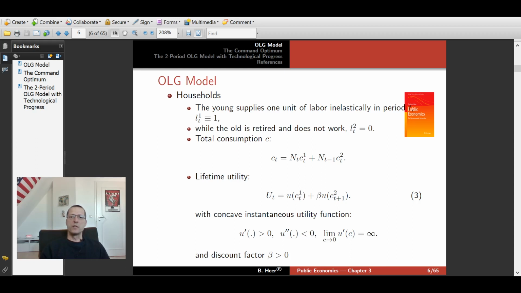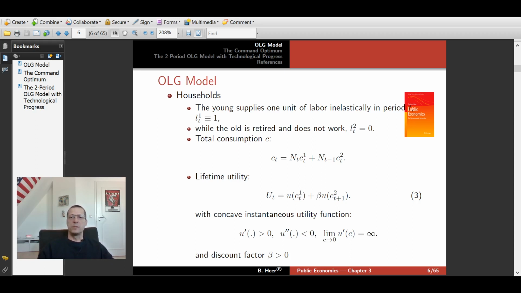The household supplies 1 unit of labor, so we set labor supply l^1 equal to 1. And when he's old, he does not work anymore. So l^2 is equal to 0. The superindex denotes the period of the person, whether he's young, period 1, or old, period 2. The subindex t denotes the time period t.